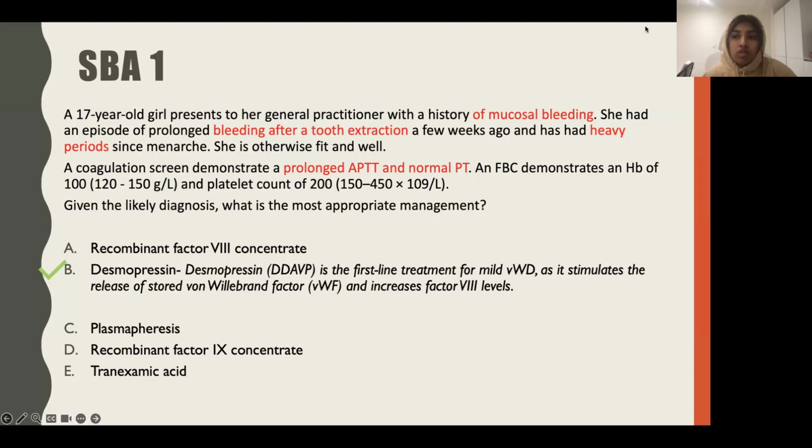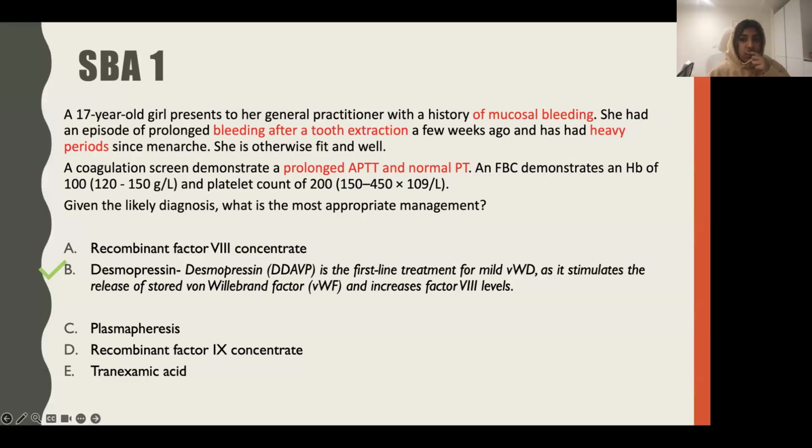So this is a young girl. She's got mucosal bleeding. She's had heavy periods. She's got bleeding after tooth extraction, so that's gum bleeding, which is another mucosal surface. Heavy periods is bleeding from a mucosal surface again. So a history of mucosal bleeding has been established. Her APTT is prolonged. So remember, if it's a prolonged APTT, it's going to be either hemophilia or von Willebrand. Her PT is normal.